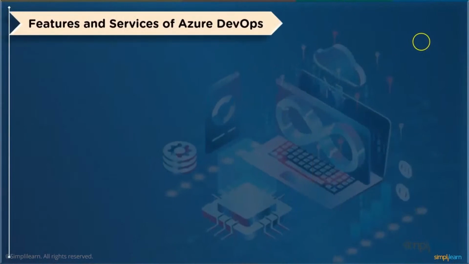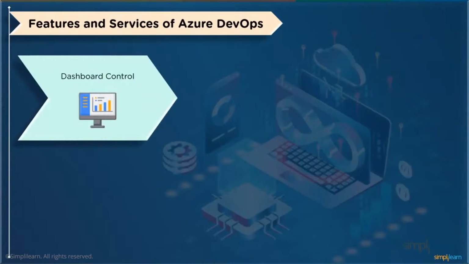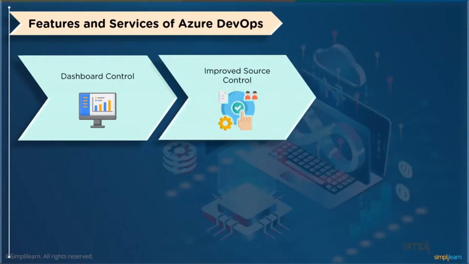So this brings us to the features of DevOps. First we have dashboard control. You can rapidly navigate to different regions of the project, build and manage dashboards, and set dashboard widgets using the DevOps dashboard functionality. Then we have improved source control. Git and Team Foundation version control, a centralized client-server system, which are two prominent methods of source control supported by Azure DevOps solution.